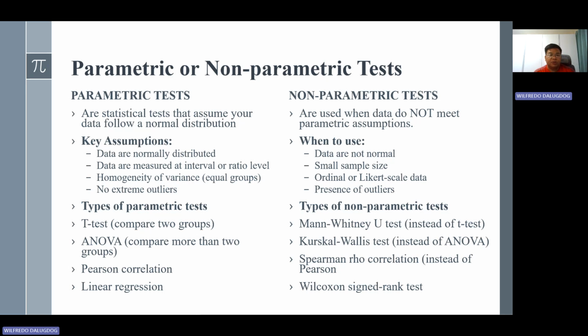one of the assumptions before you decide which statistical test you will use, whether parametric or non-parametric, is that there is a need to determine first the normal distribution of the data. You have to test first the normality of data distribution.